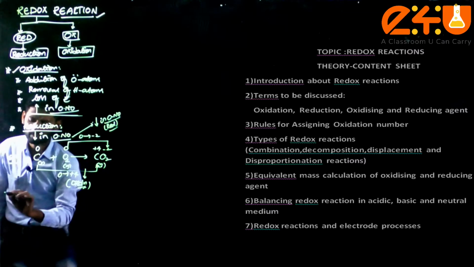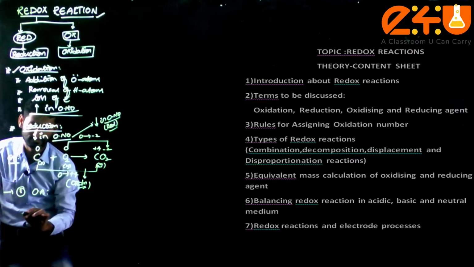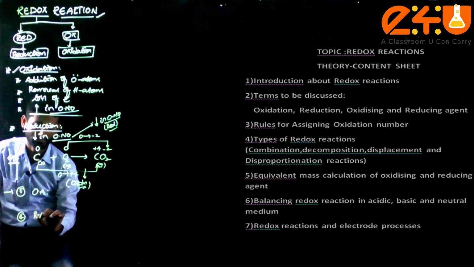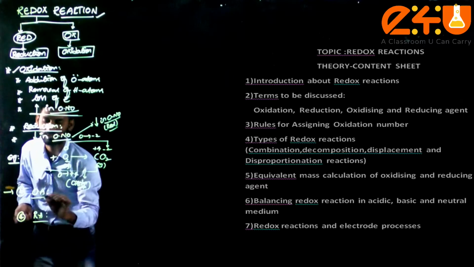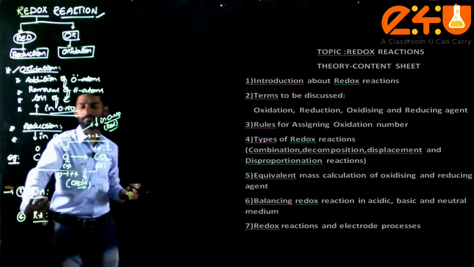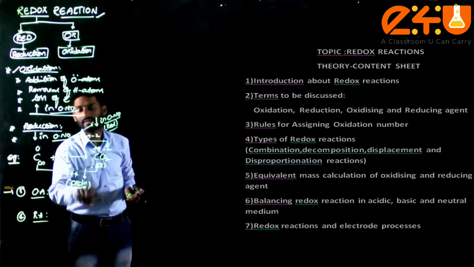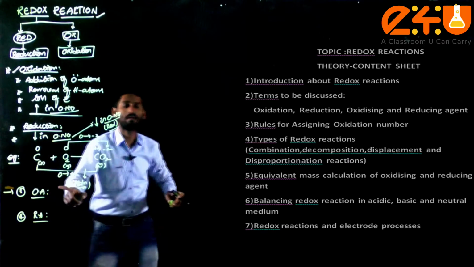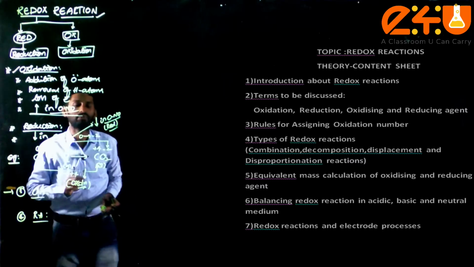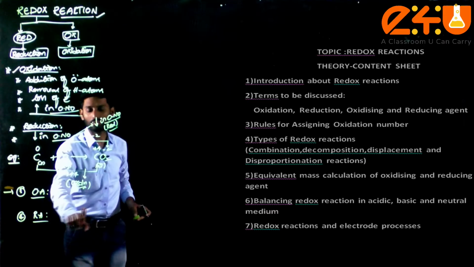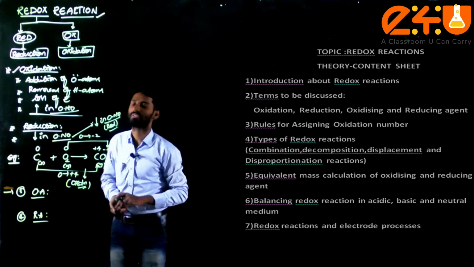Next, the third terminology: oxidizing and reducing agent. Very important terms. Oxidizing agent, first of all, I am going to explain. The substance which undergoes reduction, that is, which itself gets reduced, is known as an oxidizing agent. Next, the reducing agent: the substance which undergoes oxidation, or itself gets oxidized, is known as a reducing agent.